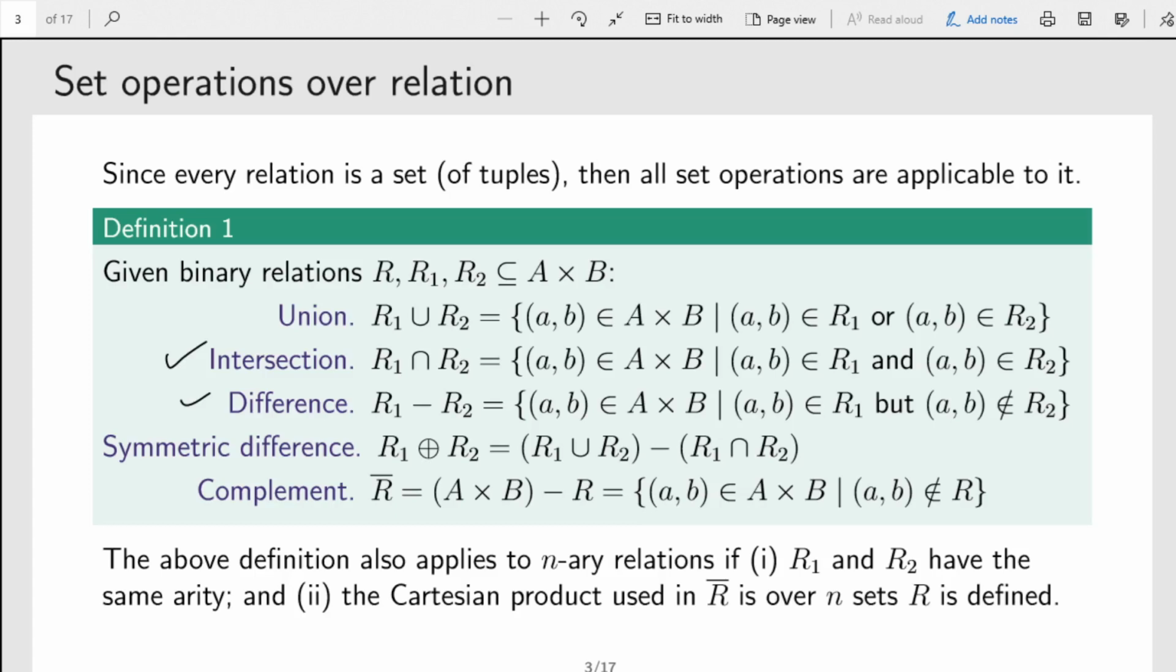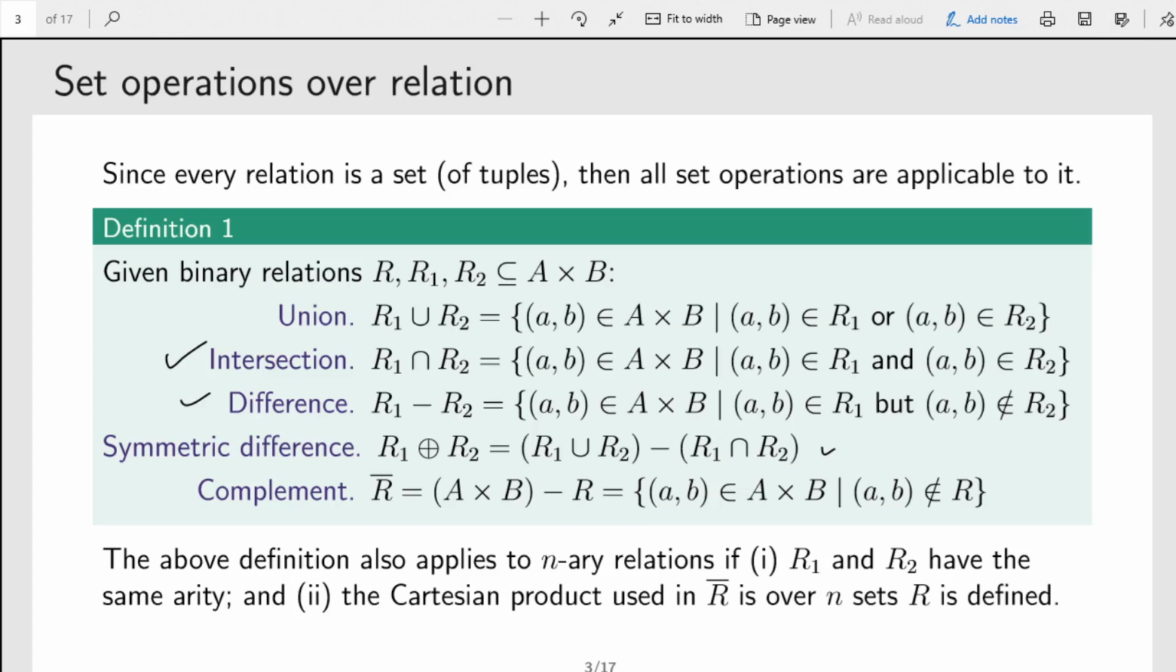Now the symmetric difference: like in the symmetric difference of sets, the symmetric difference of two relations R1 and R2 is the union of R1 and R2 minus the intersection of R1 and R2. In other words, the symmetric difference of R1 and R2 contains all pairs (a, b) such that either (a, b) is in R1 or (a, b) is in R2, but not both. So you see the difference between symmetric difference and union.